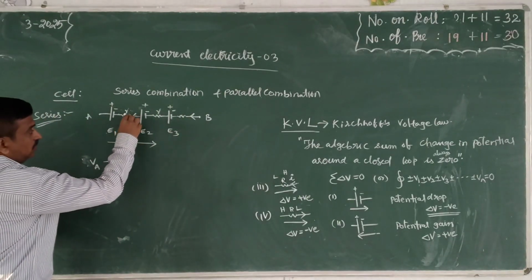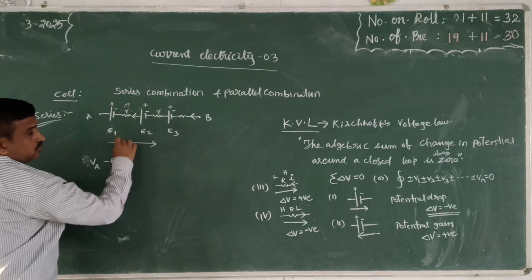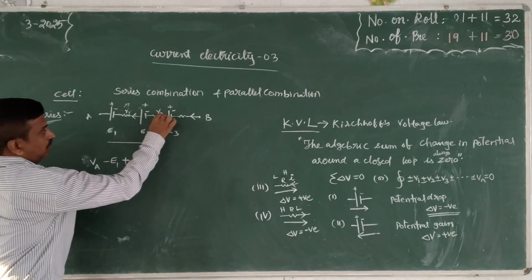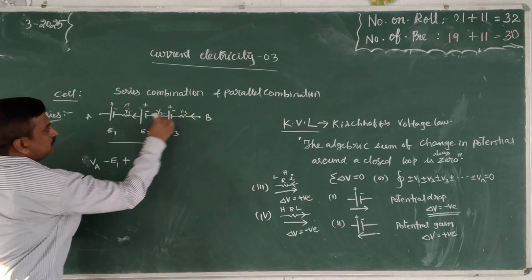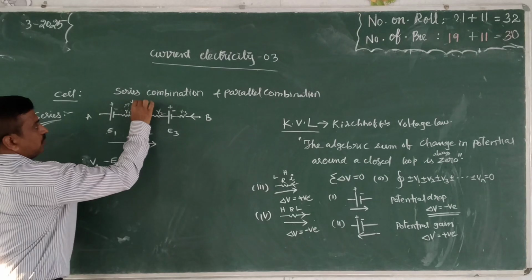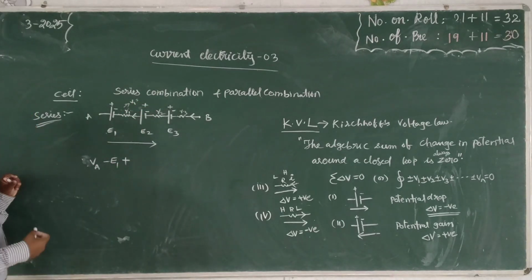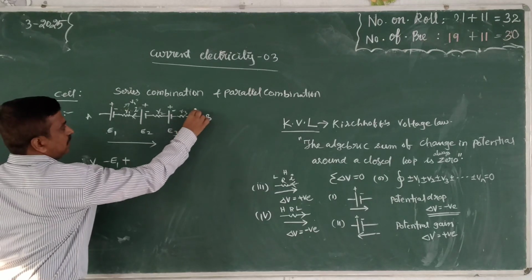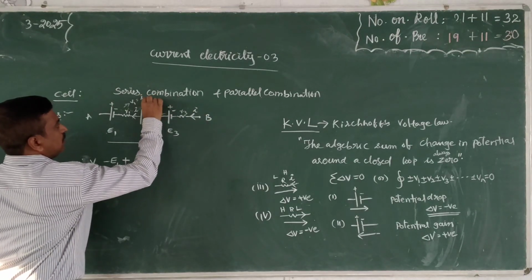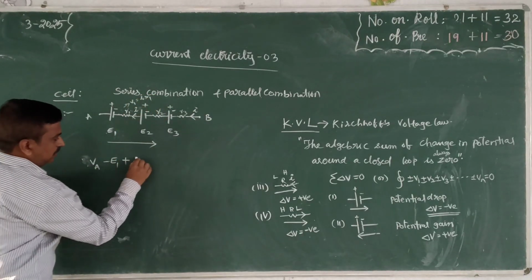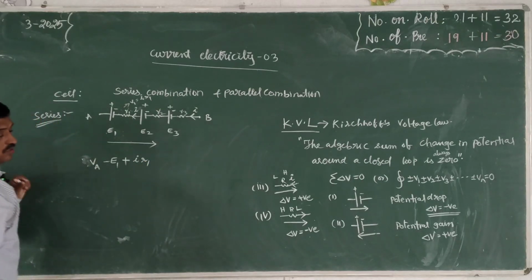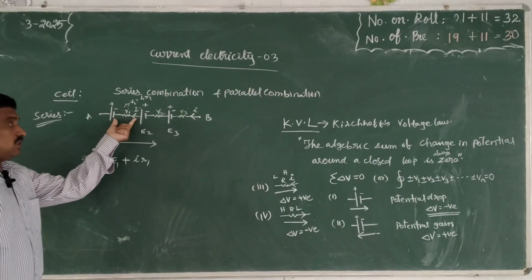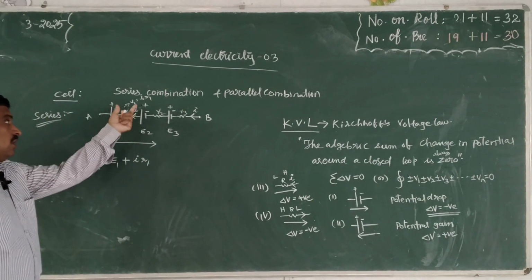See what is the potential across R. Here R1, here R2, here R3. For R1, V1 equals current into resistance. What is the current here? The current is I. So we can write I R1. The change in potential across resistor R1 is I R1.